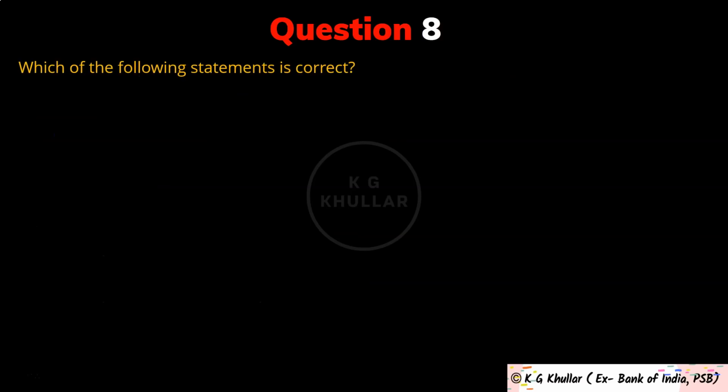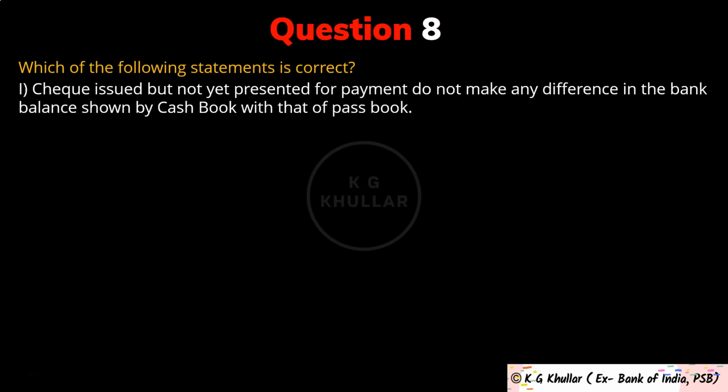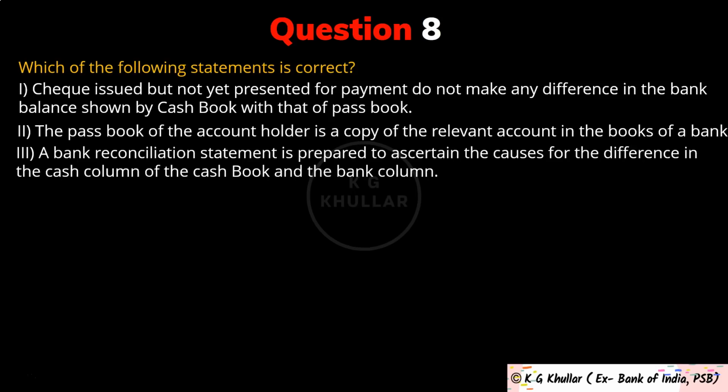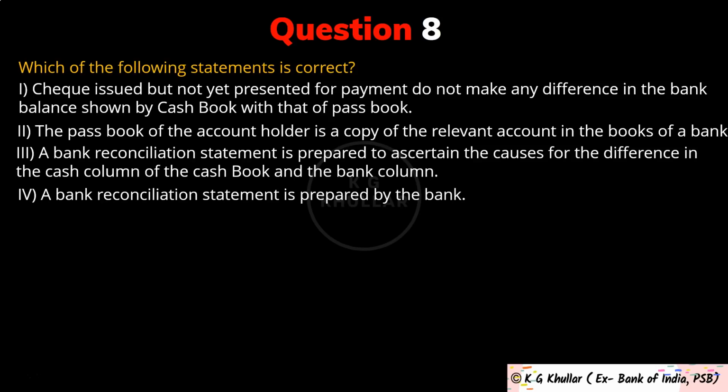Next question is, which of the following statements is correct? The first statement is, check issued but not yet presented for payment do not make any difference in bank balance shown by cash book with that of passbook. Then the second statement is, the passbook of the account holder is the copy of the relevant account in books of a bank. Then the third statement is, a bank reconciliation statement is prepared to ascertain the cause of differences in the cash column of the cash book and the bank column. Then the fourth statement is, the bank reconciliation statement is prepared by the bank. Now these four answer choices are also given to you.